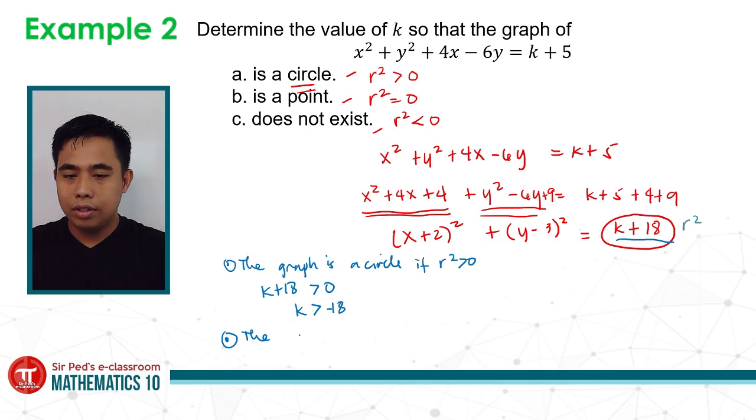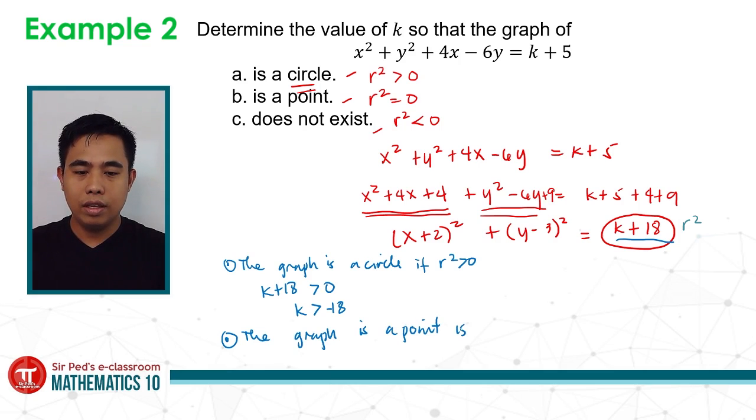Now, the graph is a point if r squared is equal to 0. So k plus 18 is equal to 0. So k is equal to negative 18.